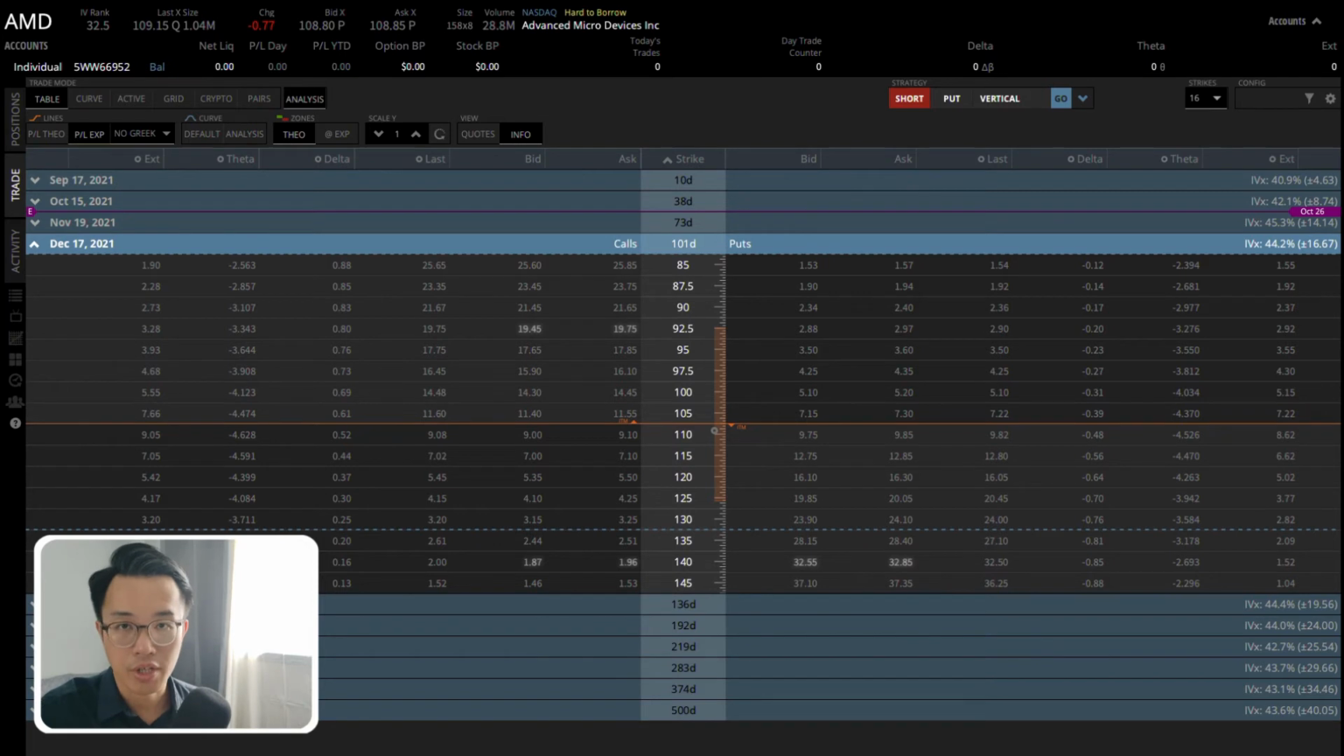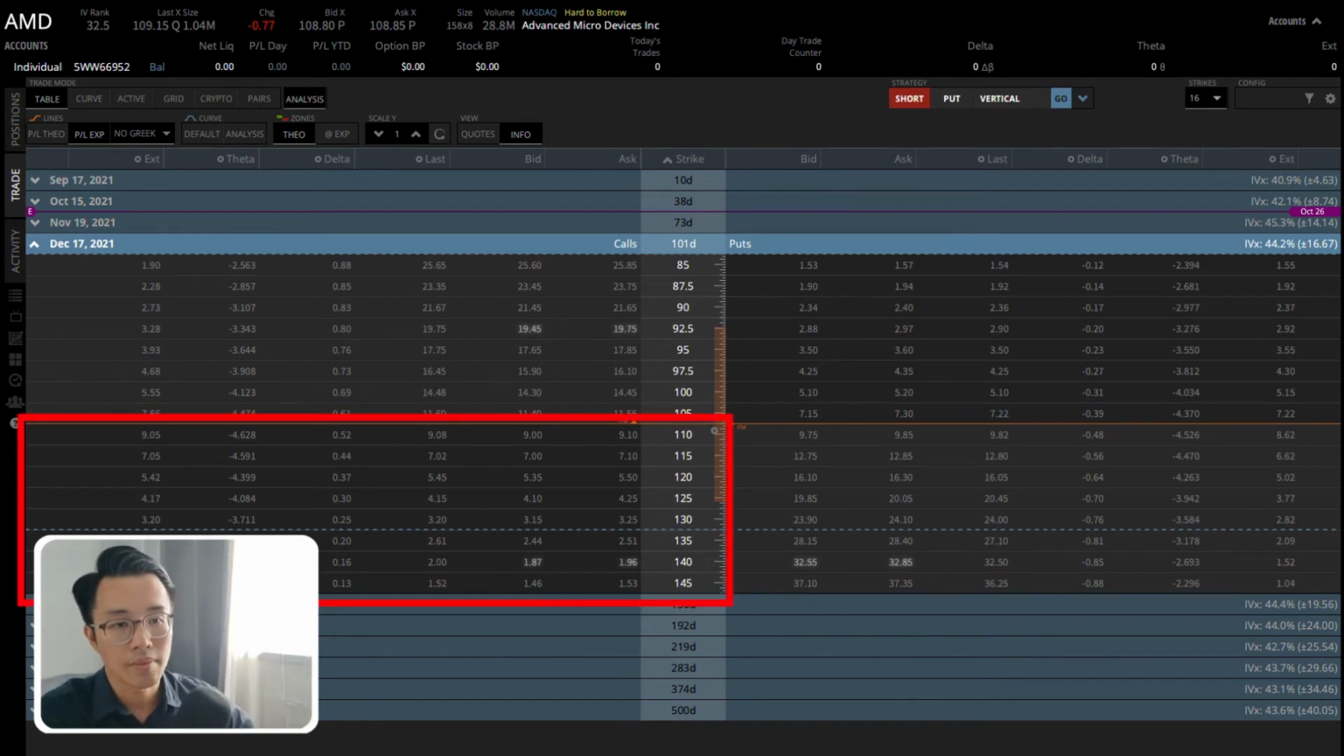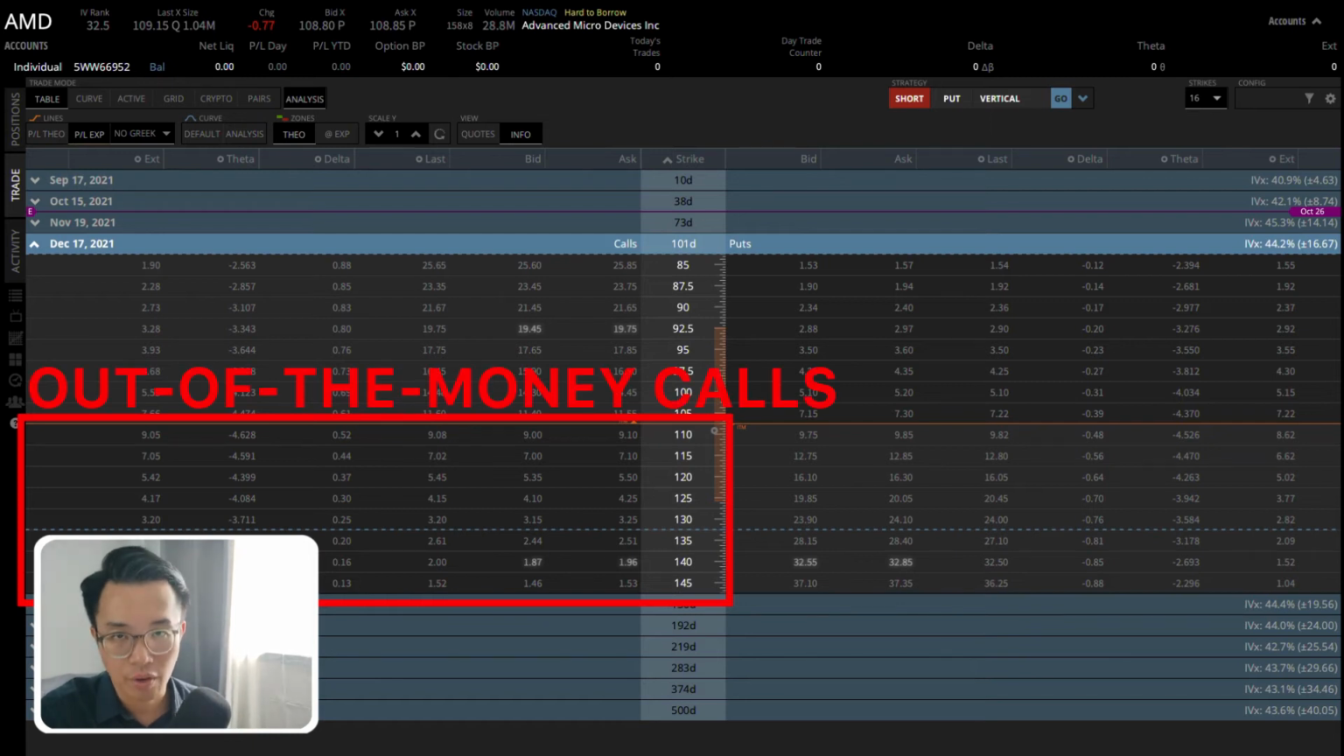So for the call options that are on the bottom side of the center line, these are known as out-of-the-money call options. So if I own any of these call options, I have the right to buy shares at these prices, but they are not better than the current market price.